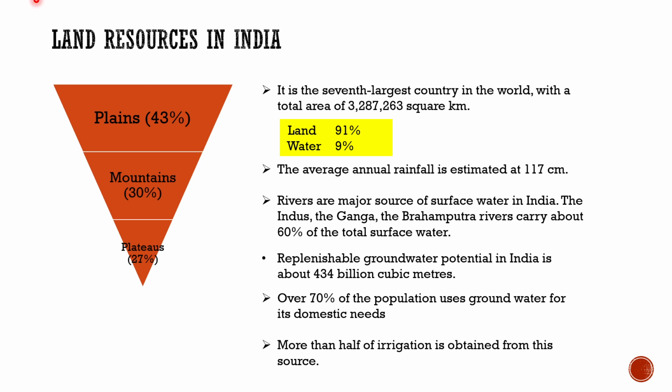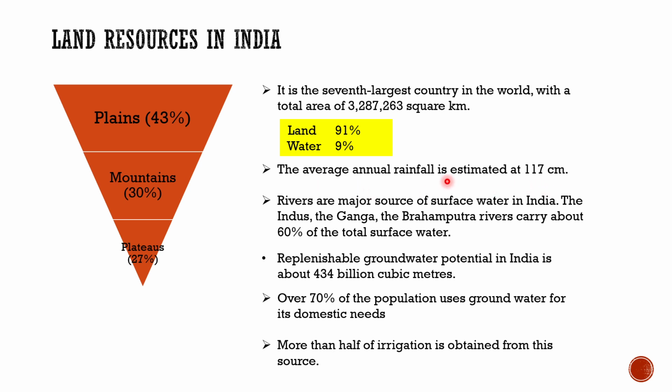Now, focusing on land resources, India is the seventh largest country in the world as far as total area is concerned. This can be divided into 91% land and 9% water bodies. This land has 43% plains, 30% mountains, and 27% plateaus. The average annual rainfall in India is estimated at 117 centimeters, all because of the monsoon.